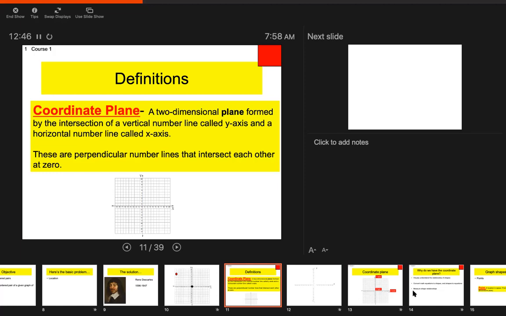I remember learning this in sixth and seventh grade, and boy, did I mix those two up all the time. There's lots of ways to remember it. The easiest way to remember it, it goes alphabetically, X, Y. If you're an airplane, the plane has to go down the runway first before it takes off. So X is horizontal, Y is vertical.